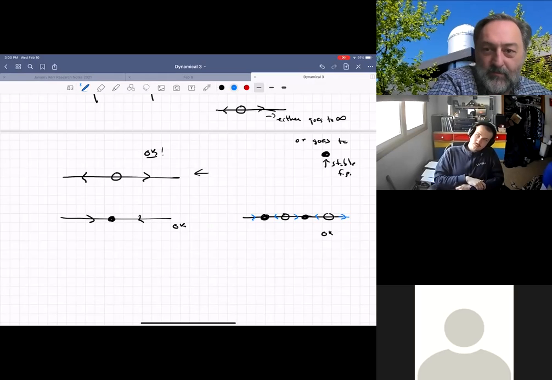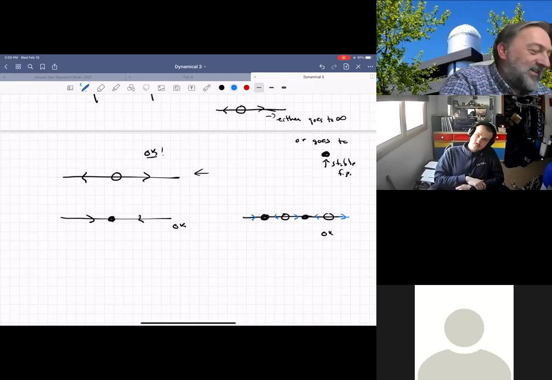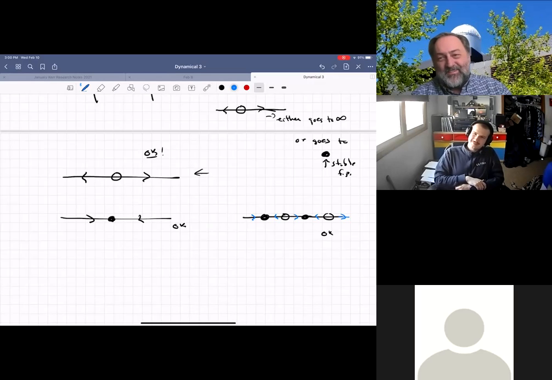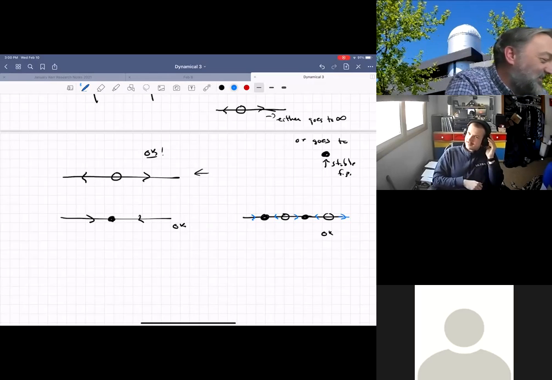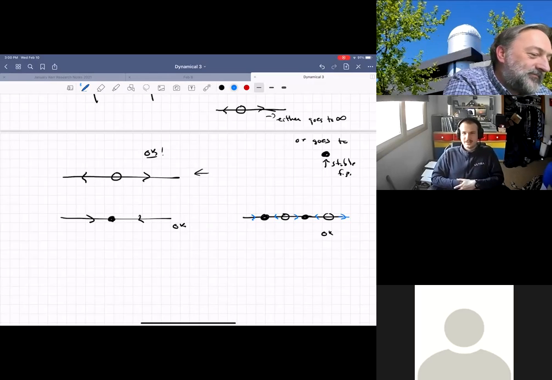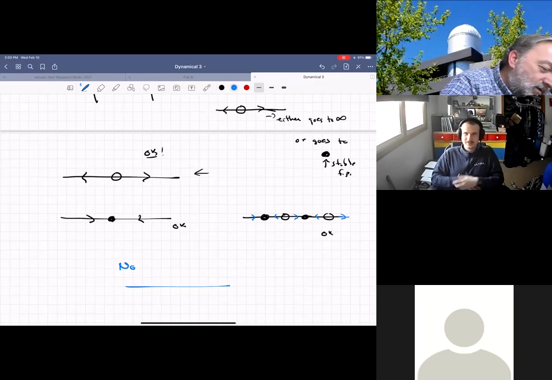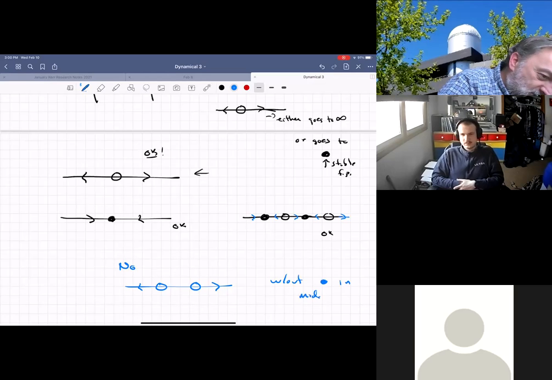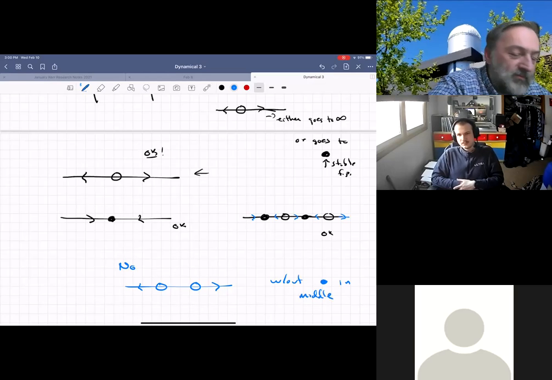I think maybe I'm just biased against infinity. You're okay with things going to infinity. You just can't have two similar points next to each other. You can't have two unstable or two stable points without one of the other kind in the middle. That would not be possible.